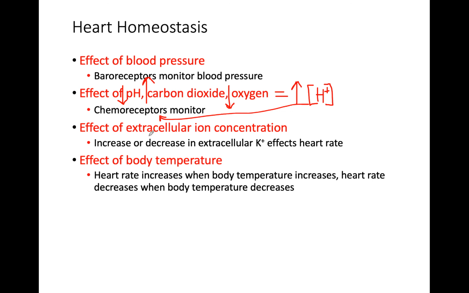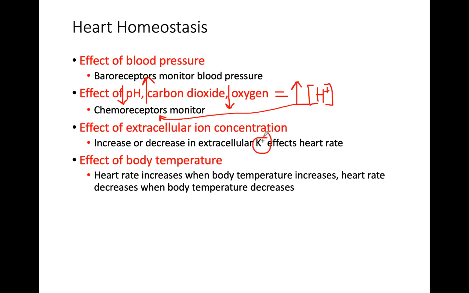Third one is the effect of extracellular ion concentrations, like potassium. When the potassium levels outside of the heart increase, it lowers your heart rate. This is why they say when you're anxious, what fruit should you eat? You should eat a banana. High in potassium, it actually decreases your heart rate.